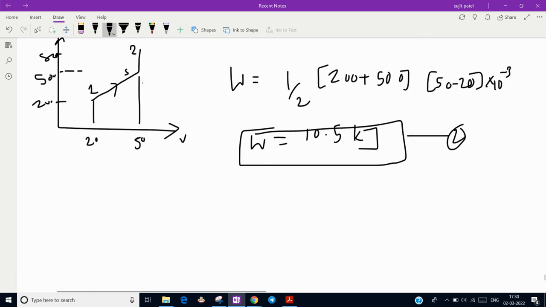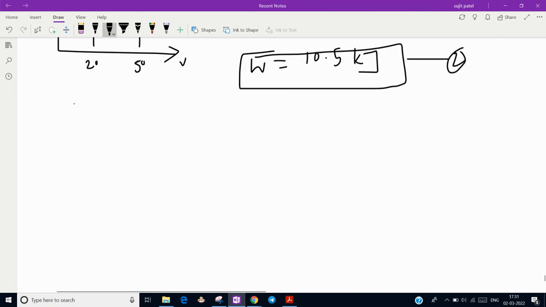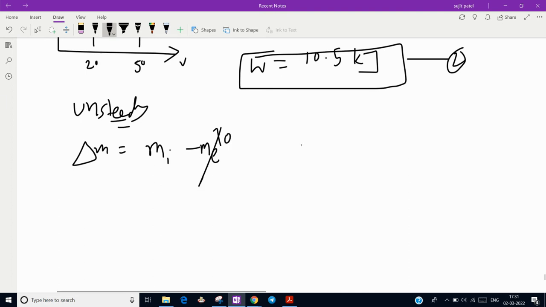Now whenever this S state is reached, that means now volume will not increase but only the mass flow will increase. So now from this state S to 2, it is an unsteady state problem. So we have two equations for unsteady state. Delta M is equal to M inlet minus M exit, but here no mass is exiting, and delta M will be M2 minus M1, which is equal to M initial.